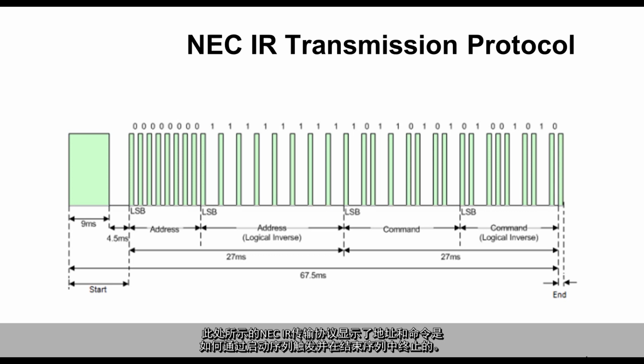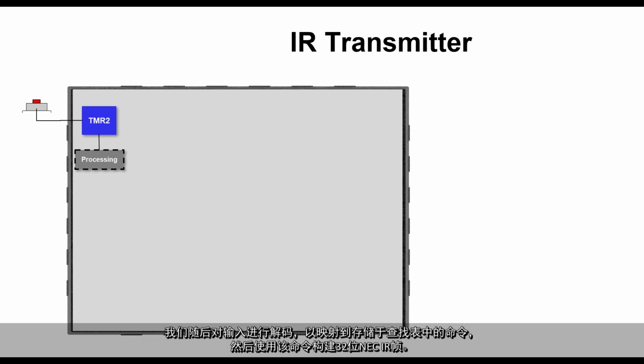On the transmitter end, we configure the push button as an input to a timer peripheral configured in monostable mode to simultaneously handle the switch bounce as well as generate a pulse identifying which button was pressed. We then decode the input to map to a command stored in a lookup table, which we then use to construct the 32-bit NEC IR frame.